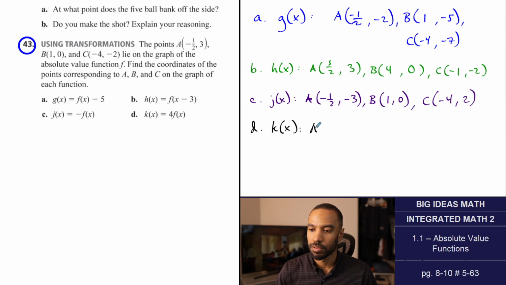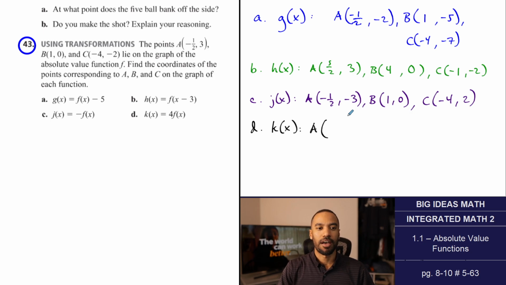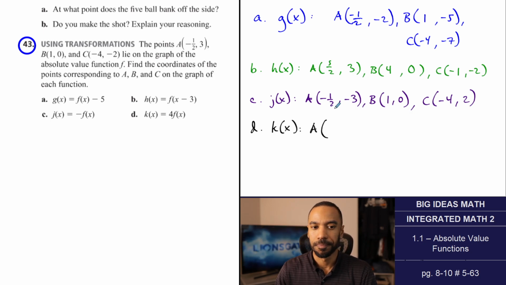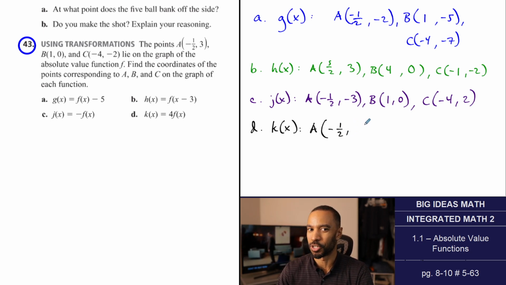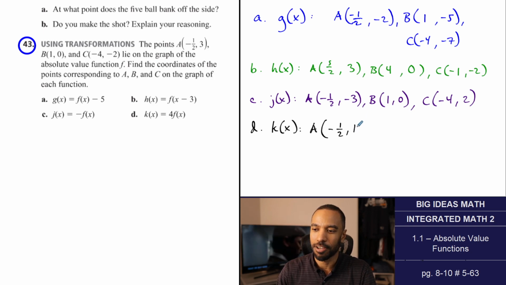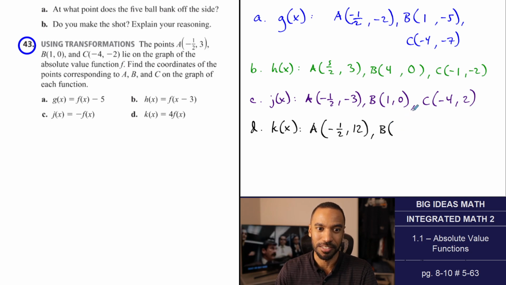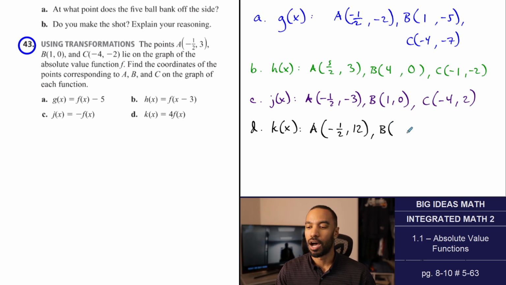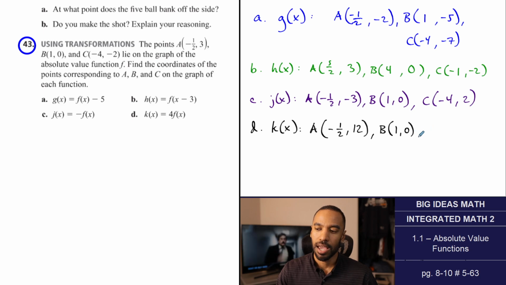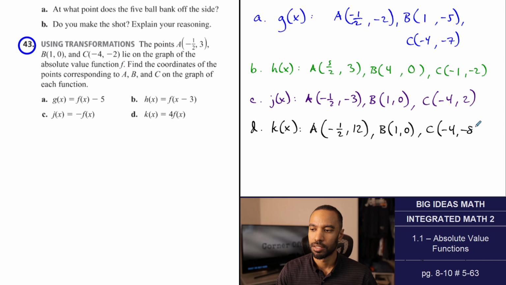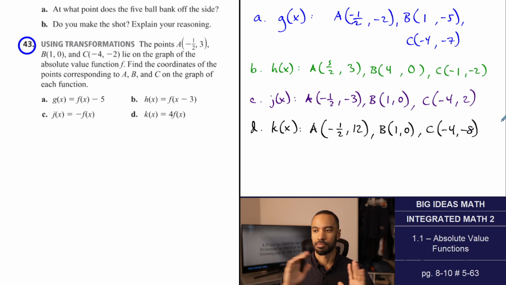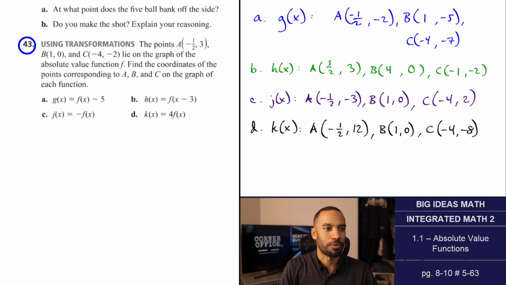Four times absolute value. So A. So the y values become 4 times larger. Sorry, I had a brain fart. I'm determining whether I actually need to know the function before this or not. I'm hoping I shouldn't. So -1 half, 12. If there's an answer key that says something different, this is how I'm going by it. 4 times larger. 1, 0 again. And then C is -4, -8. Times 4. Okay? That's 43.